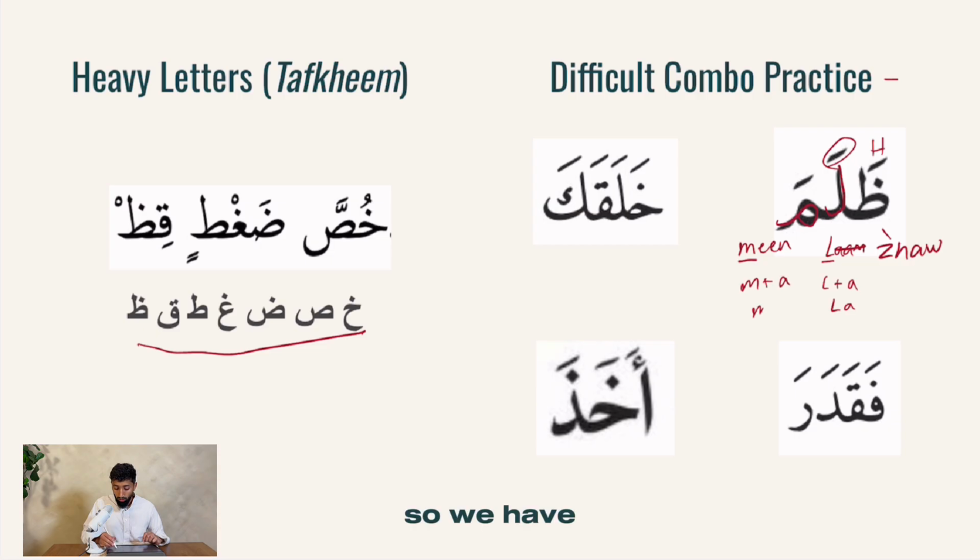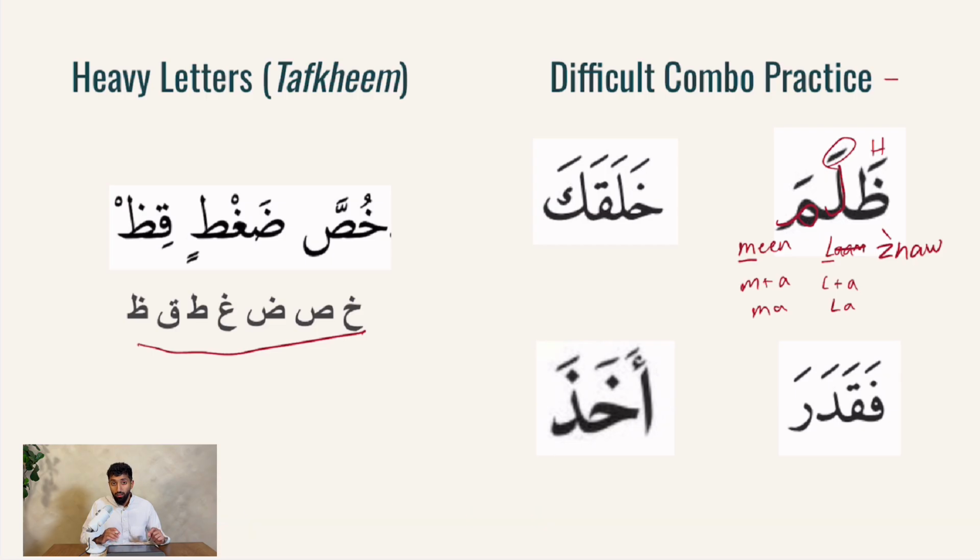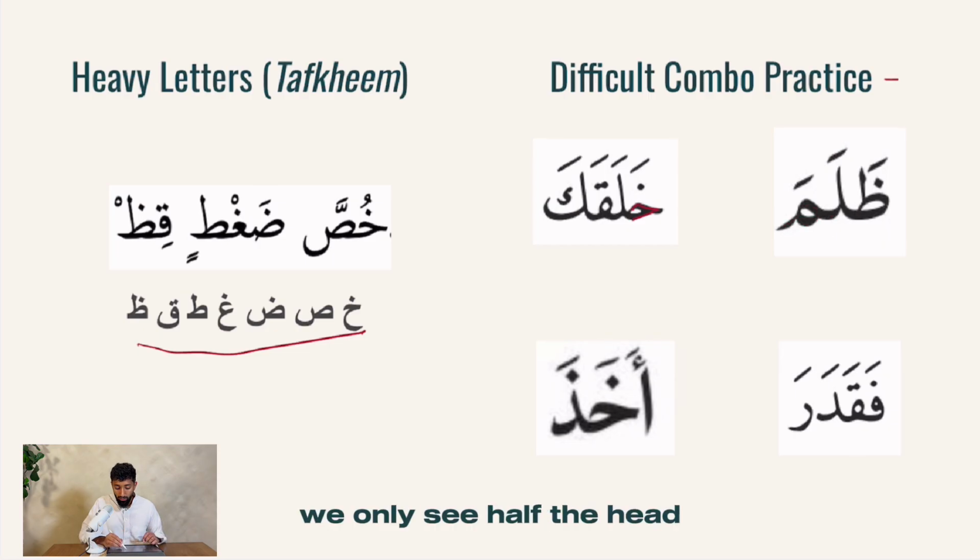So we have va, la, ma. And oftentimes people say valama, or they'll make the va light and say valama, but it's valama, valama. The next word, we only see half the head, but this is kha.